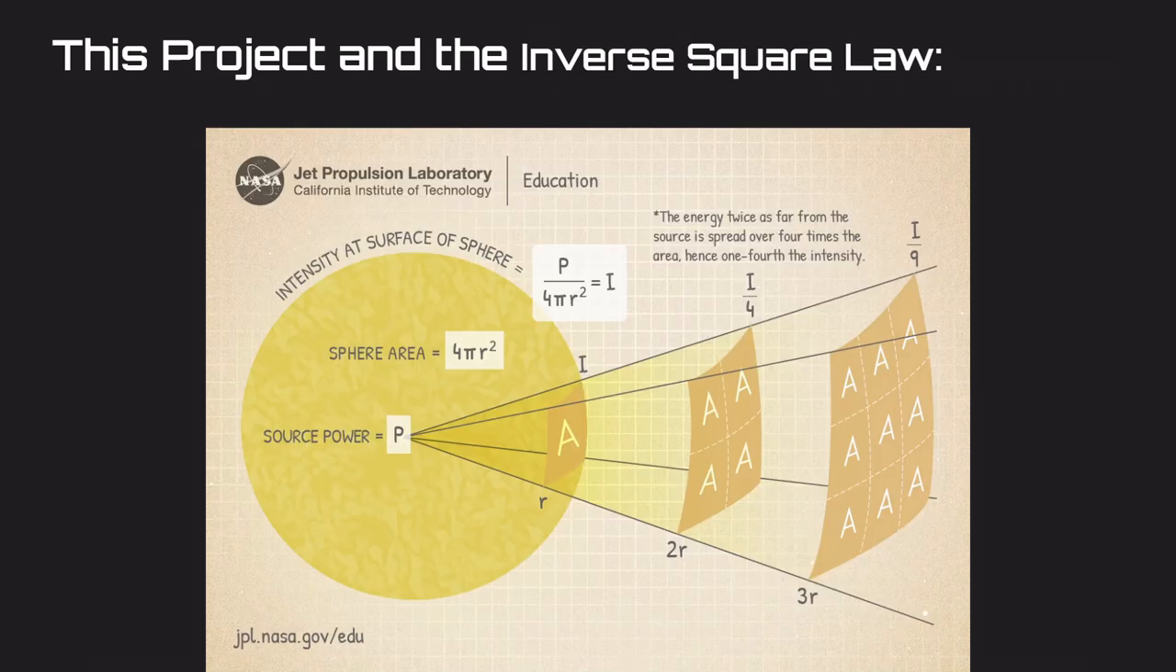Let's see. Inverse square law. So this is kind of the technical explanation of why moving a little bit further out from the sun means you're drastically reducing the amount of power that you get. The principle is the energy, twice as far from the source, being the sun, is spread out over 4 times the area, so it's 1/4 of the intensity.